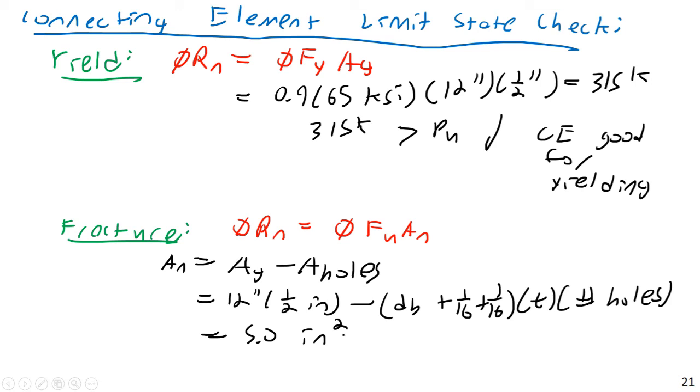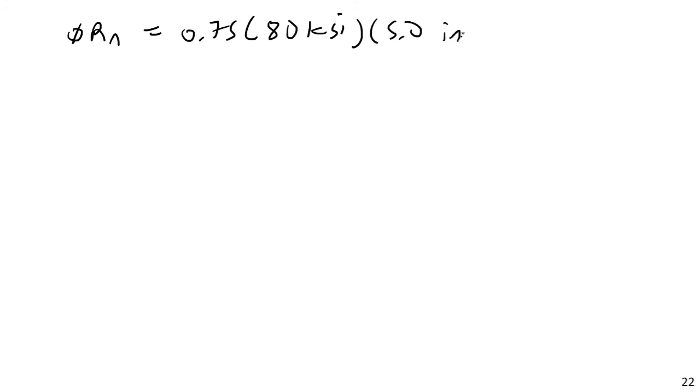Is 5.0 inches squared. So not nominal area, net area. Sorry if I said that previously. So then phi Rn is 0.75, that's our resistance factor, times 80 ksi. So we can see here that our gusset plate is made of much stronger material than our tension member, times 5.0 inches squared. And that comes to a value of 300 kips.